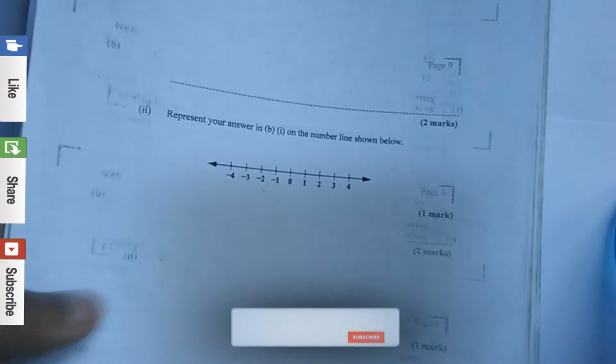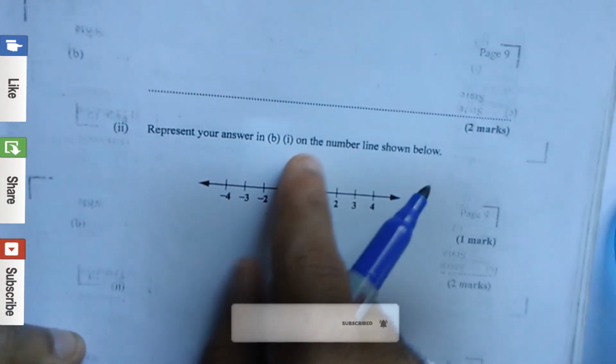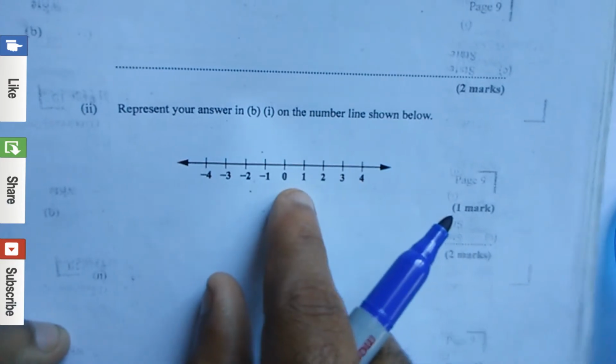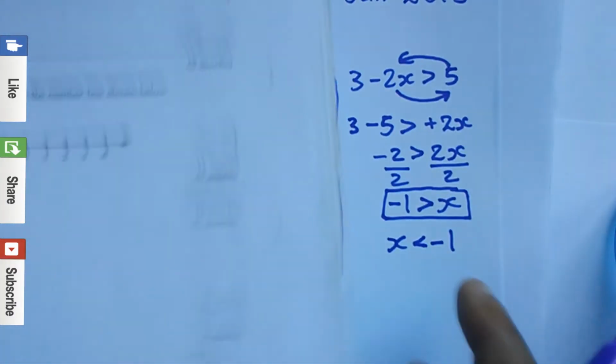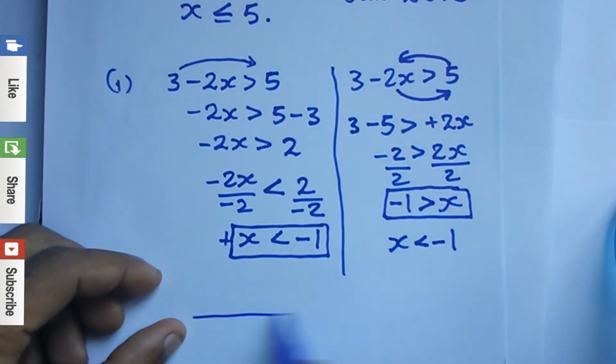So the follow-up question for this inequality question, they said represent your answer on the number line shown below. So in this particular exam, they draw the number line for you. So what you need to do is just represent the answer on the number line. So I'm just going to replicate the number line here. So this is the number line.